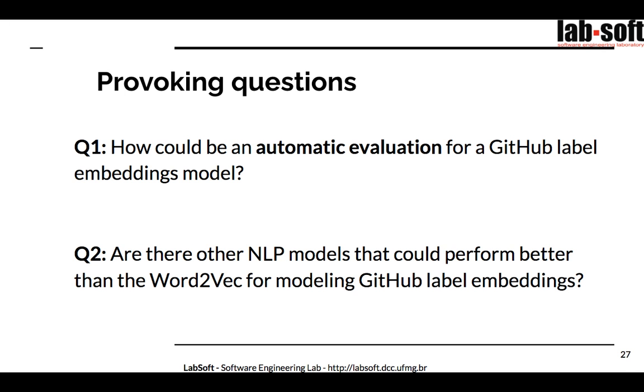Some provoking questions. First, how could there be an automatic evaluation for a GitHub label embeddings model? Second, are there other NLP models that could perform better than Word2Vec for modern GitHub label embeddings?